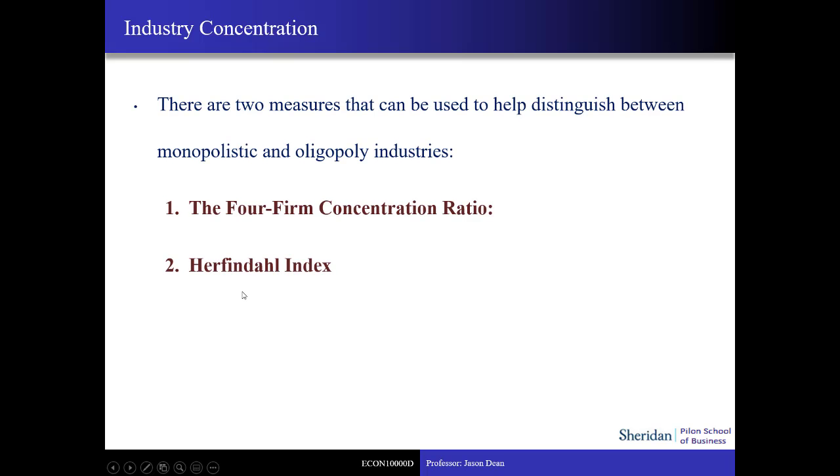So let's talk about industry concentration. We're looking at two market structures here: monopolistic competition, which has a lot of firms, and oligopolies, which are very concentrated, with only a small number of firms dominating the industry. To be able to distinguish the two, we could use different measures. We're going to look at two of them: the 4-firm concentration ratio and the Herfindahl index. The Herfindahl index is not in your textbook, but it's very simple, so I'd like you to make sure you know it for the final exam. Just cover what's in the lecture slides here.